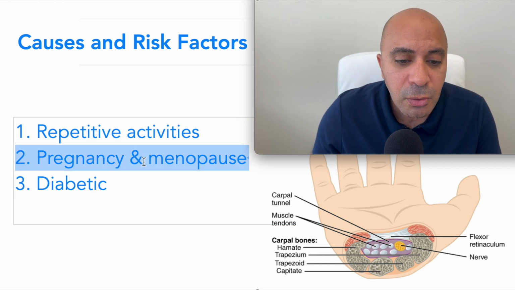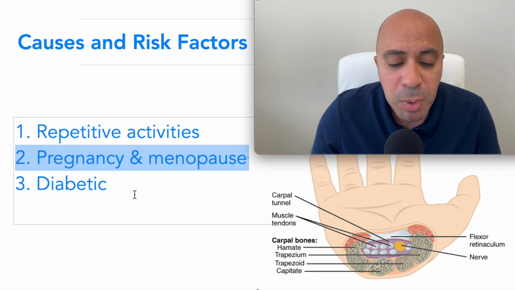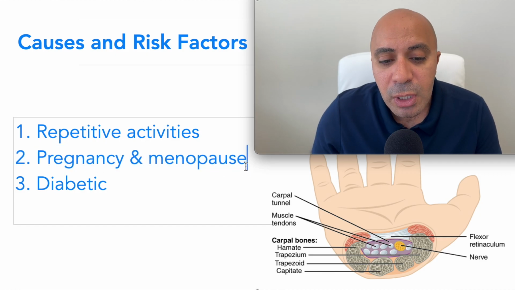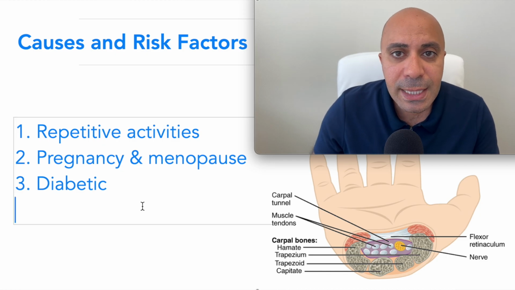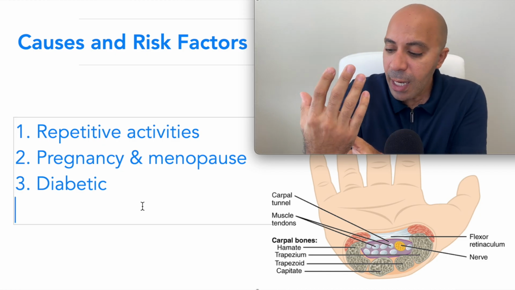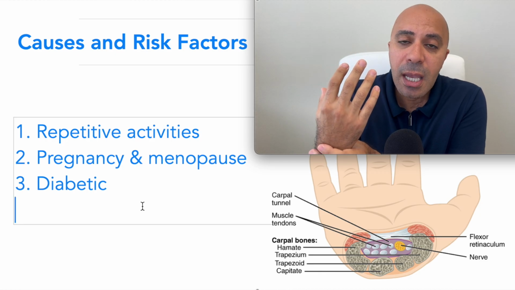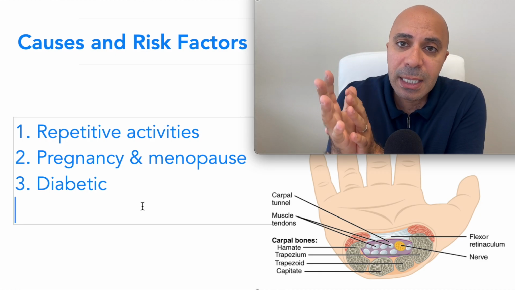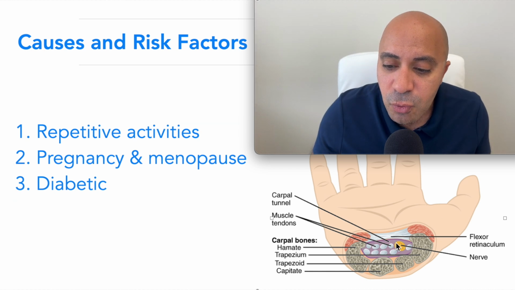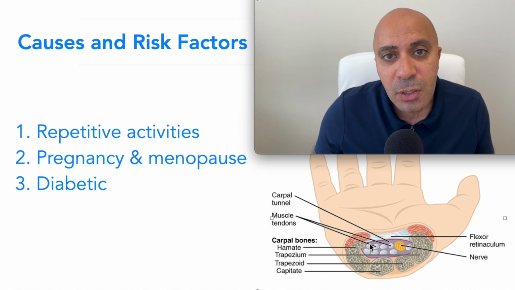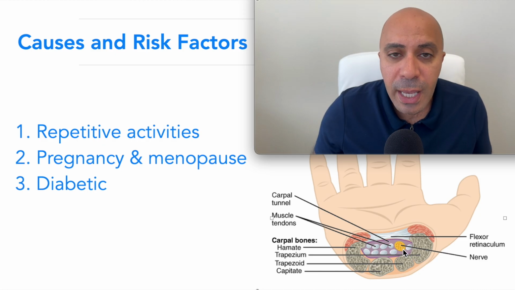The other cause or risk factor is pregnancy and menopause, and that usually happens when you have hormonal imbalance and swelling in the body, especially with pregnancy. When the body swells, it actually swells in the joint and causes numbness and tingling pain, because in this area, as you see here, there's not enough room for swelling, and that swelling will compress the median nerve and cause numbness and tingling in the hand.